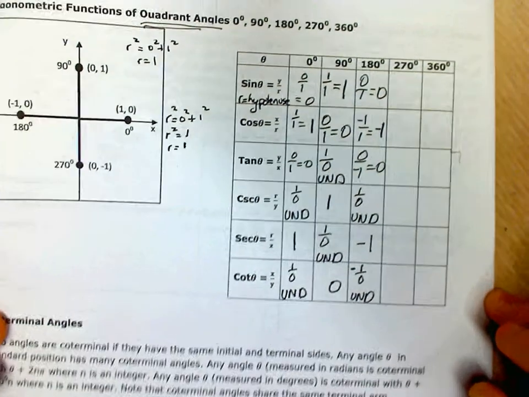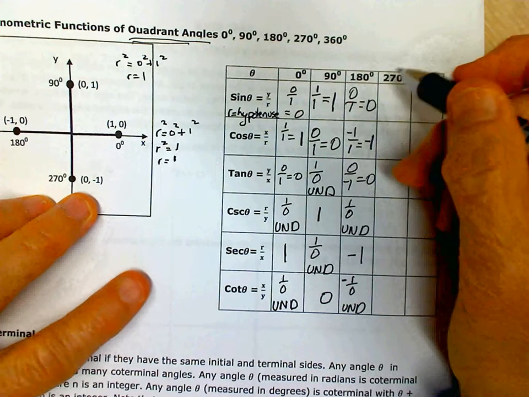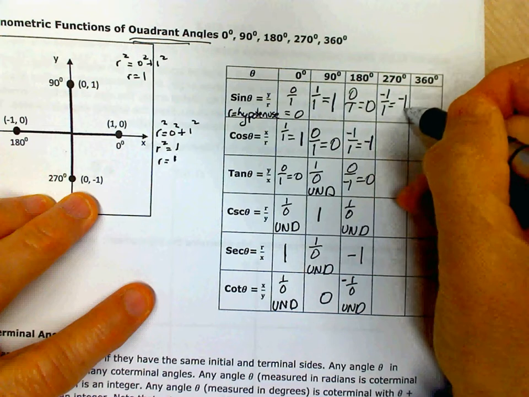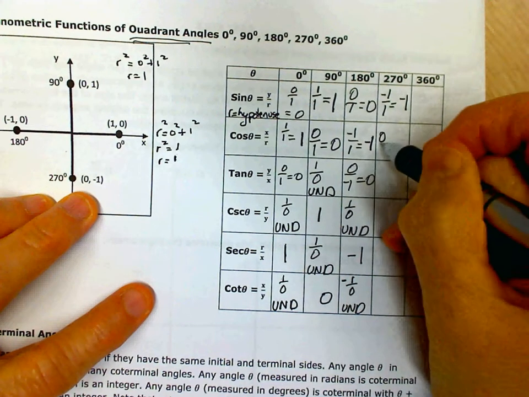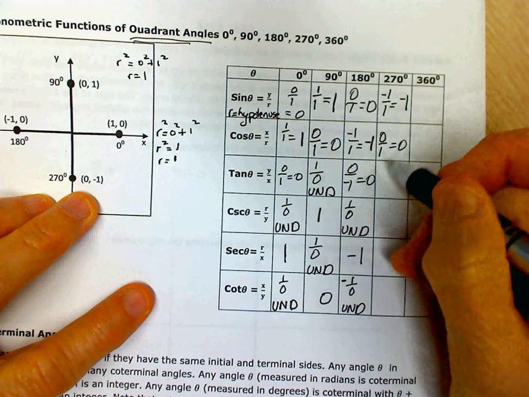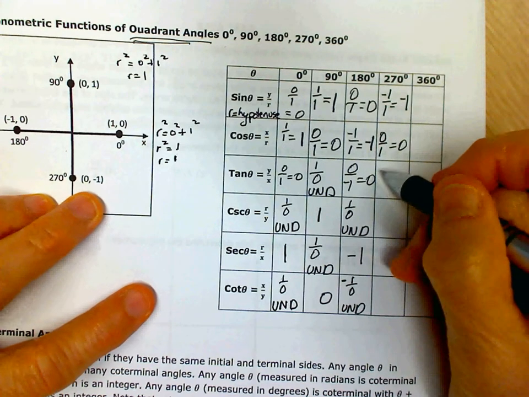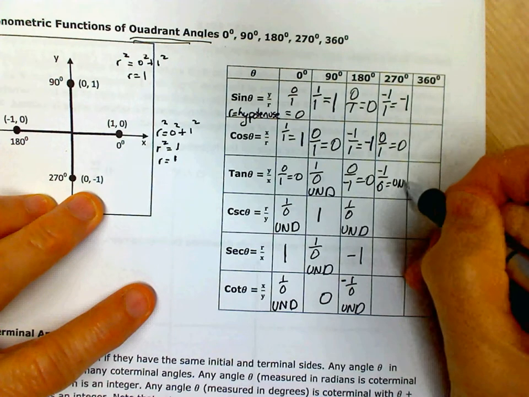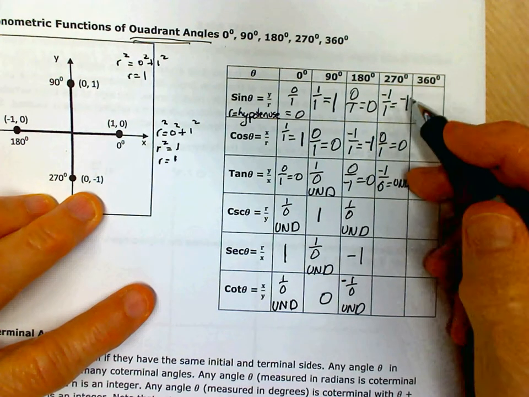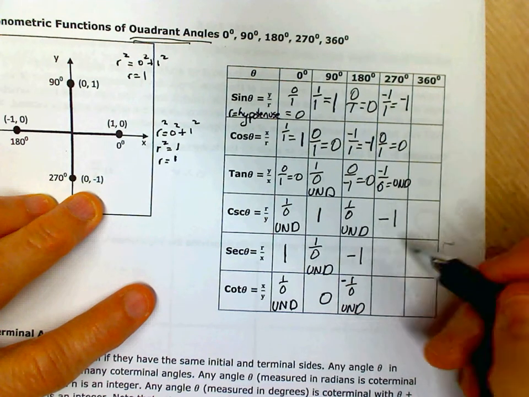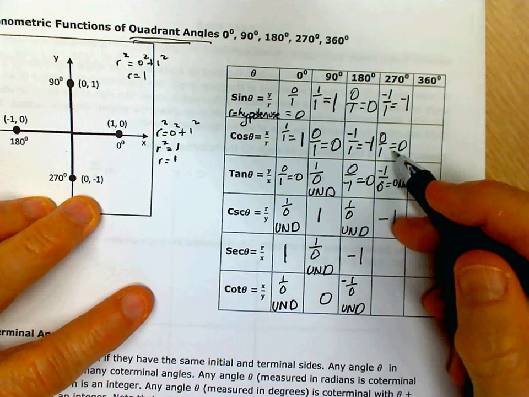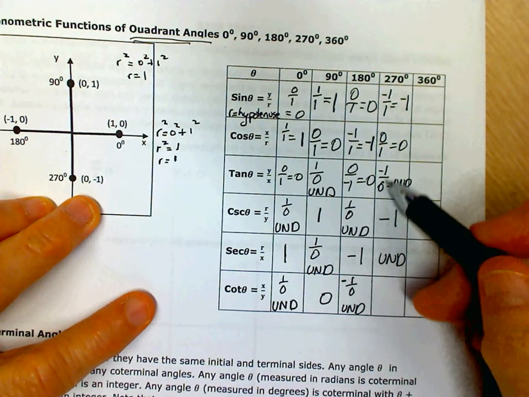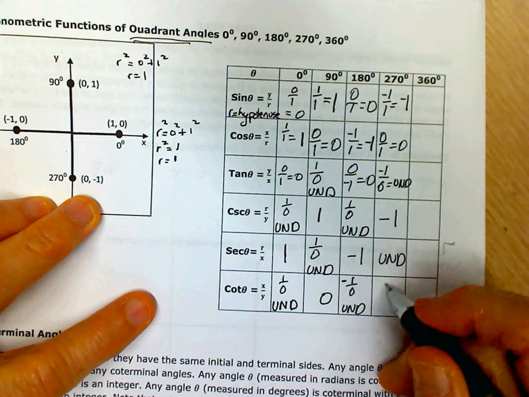Similarly with 270, the y value is negative 1 divided by 1, which is negative 1. 0 divided by 1 is 0. Y over x, negative 1 over 0, equals undefined. Reciprocal of negative 1 is negative 1. Reciprocal of 0 is undefined. And reciprocal of negative 1 over 0 is 0 over negative 1, and that equals 0.